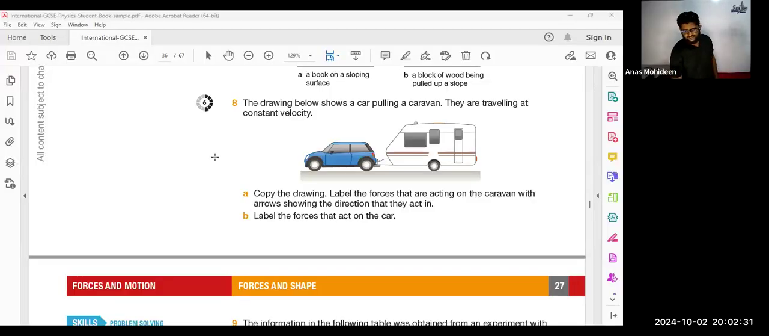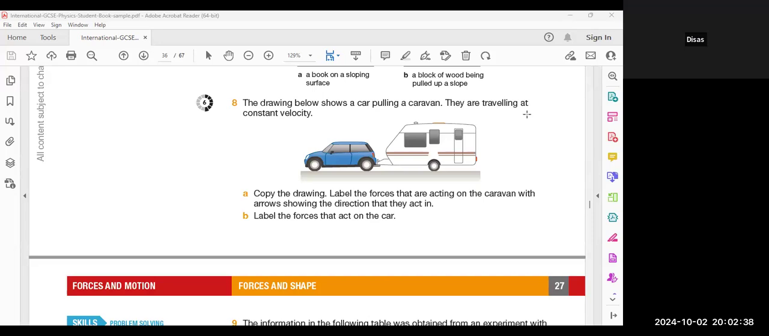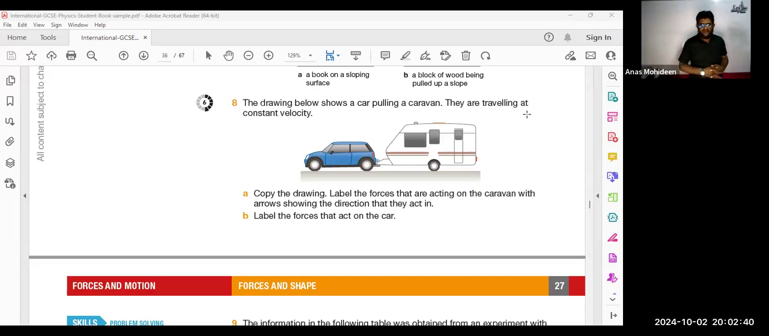We do have a small part in that second part, right? So we'll discuss that first and then we'll go for the next question, okay? Okay, sir. That is the eighth question under forces and shape, the lesson that we have done in the last class.